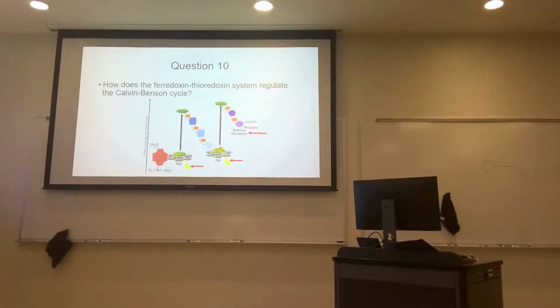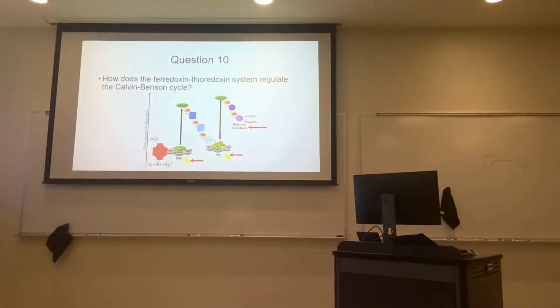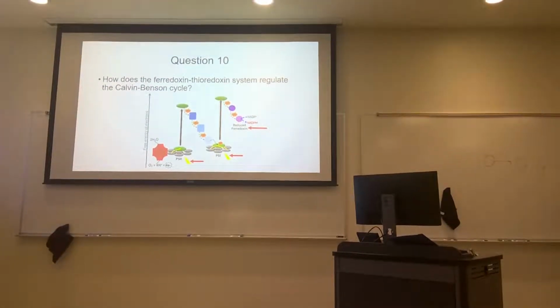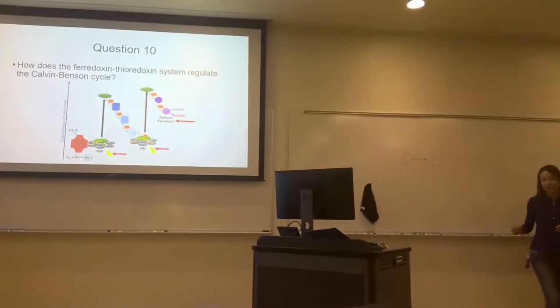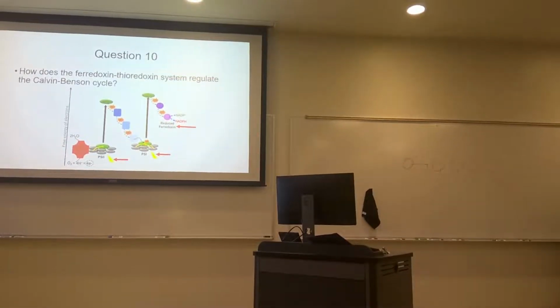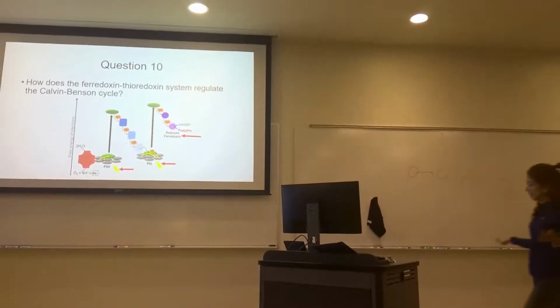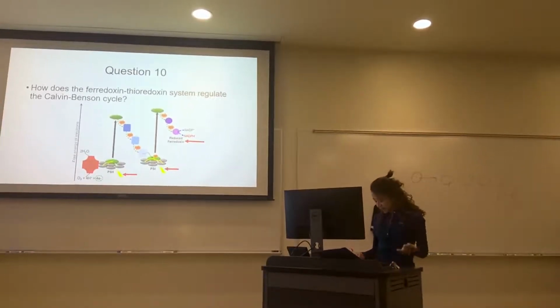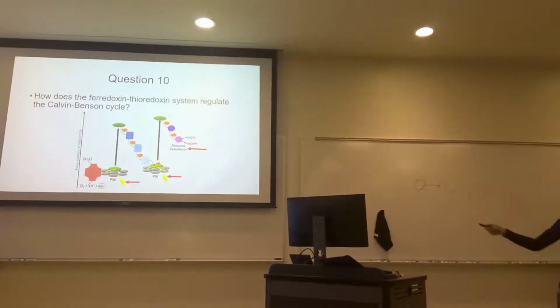On, yes. Because we said that light is important for all of this, so you will turn them on. Okay, so the reduced ferredoxin will reduce things, and those reduced things in turn will reduce something that turns the enzyme on. So that's the whole thing. So the overall message is you need light and something reduced.